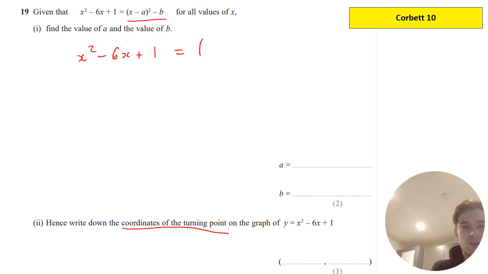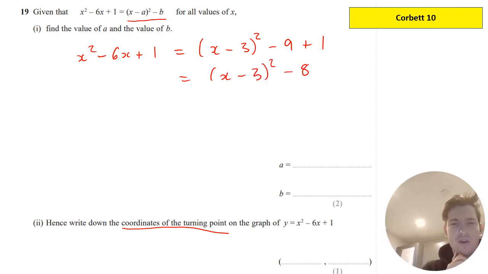what do I do? Well, I'm going to do x minus half of 6 is 3. And when I do this, 3 squared is 9, so I need to minus 9 and plus 1, which simplifies to make x minus 3 all squared minus 8. So what is my value of a? Well, x minus 3. So a is 3 and b is 8.